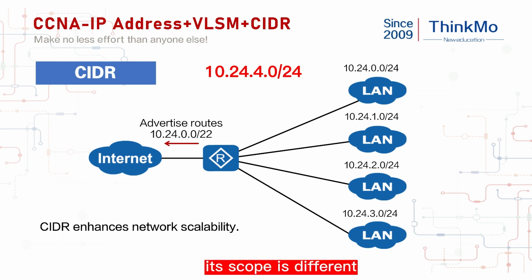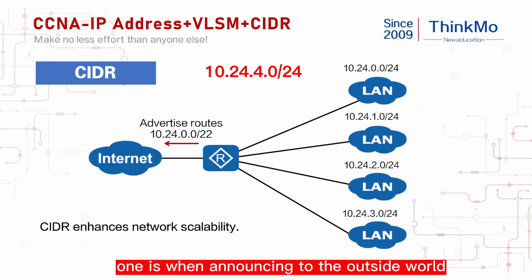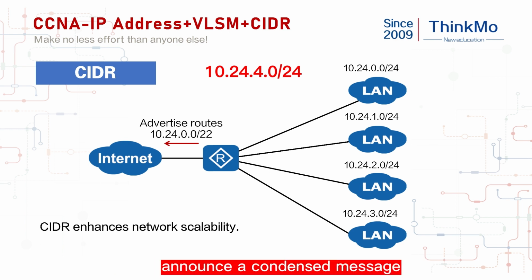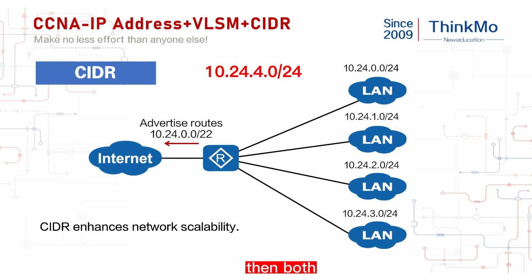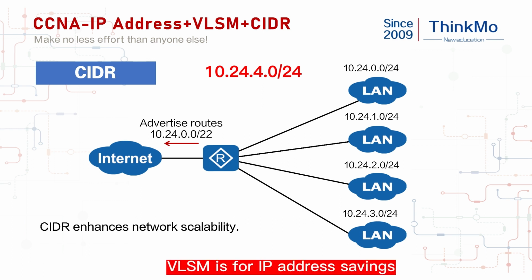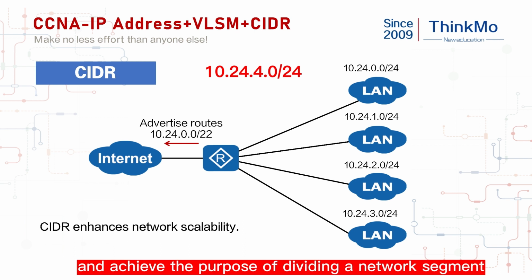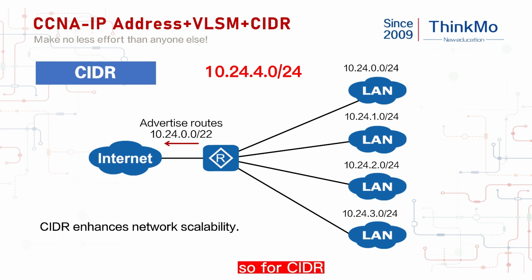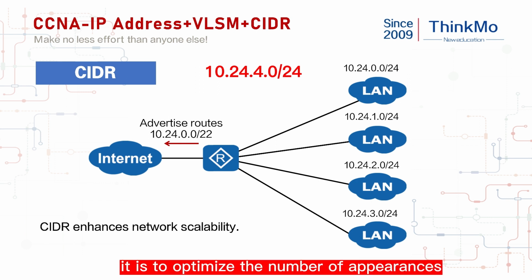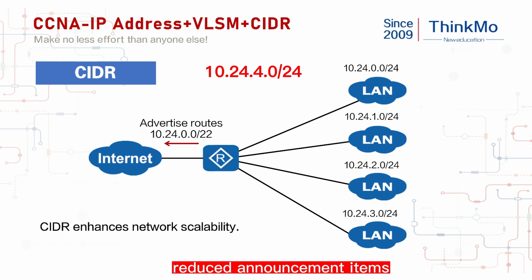Their scope is different. One is internal digestion, your own data distribution. One is when announcing to the outside world, announcing a condensed message. One acts internally, one is external. VLSM is for IP address savings and achieves the purpose of dividing a network segment. CIDR is to optimize the number of announcements and reduce announcement items.